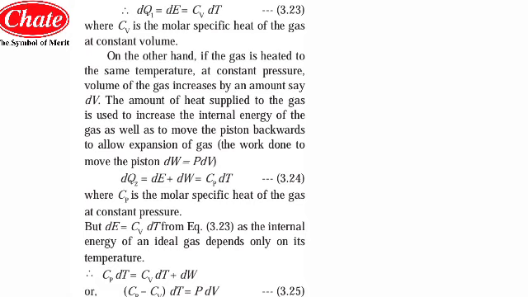Cp into dT. Now here students, the Cp is the molar specific heat of the gas at a constant pressure, but the dE is Cv into dT. Now from this equation we can say that the internal energy of an ideal gas depends only on its temperature. So the Cp into dT is equal to Cv into dT plus dW, or you can say that (Cp minus Cv) into dT is equal to P into dV.